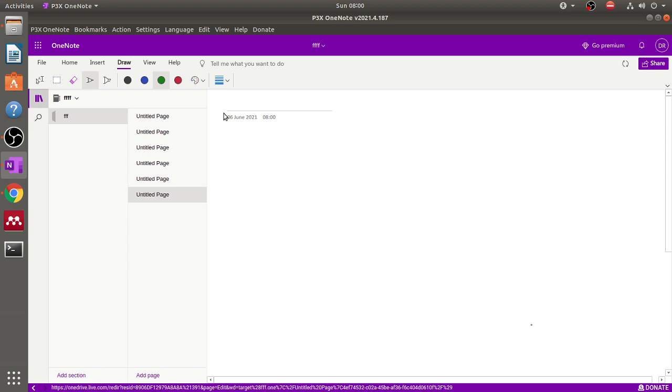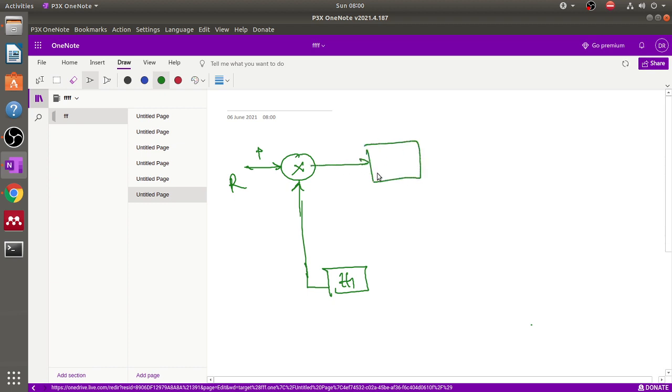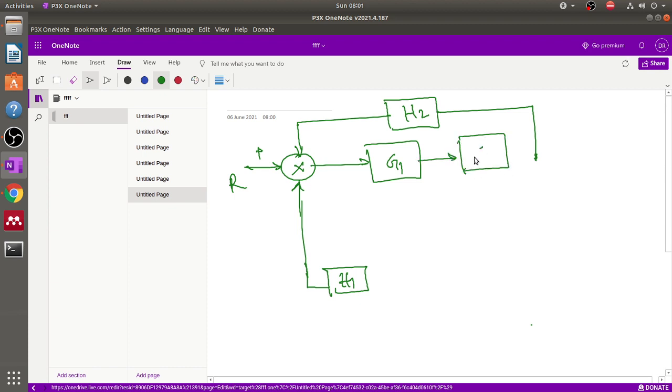Okay, now our next problem: this is the input signal R. Now this is a feedback signal coming from here. This is H1, connected to the G1 block, and overall there is one feedback present here, H2, coming from the output. This is in block G2. This is output C. These are minus, minus.